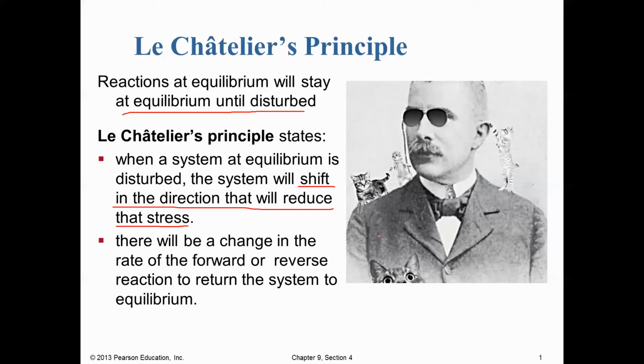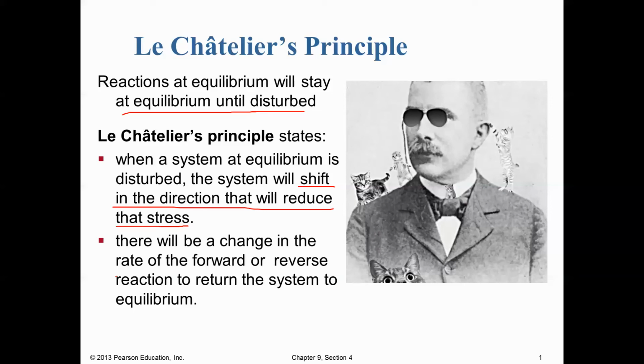So if we add more of a chemical, it's going to use up the excess chemical we added. If we remove a chemical, it's going to replace that chemical that's been removed. If we change the temperature by adding heat, it's going to absorb that heat. If we reduce the temperature, it's going to release heat to replace that heat that's been removed. And so whatever change we've made that's disturbed the balance is going to shift in such a way to try and restore that balance.